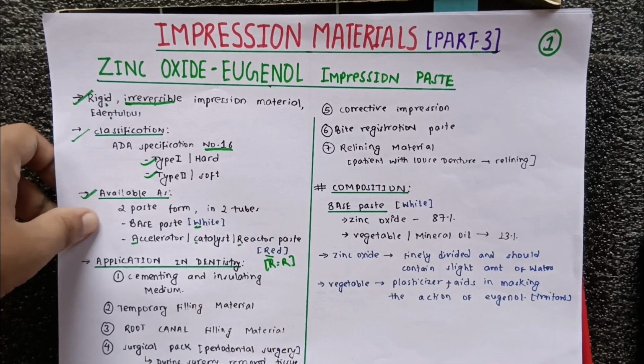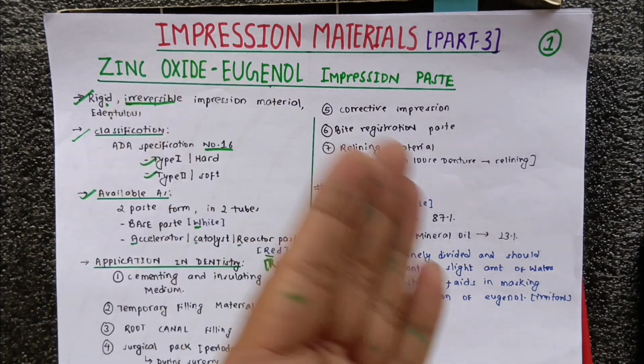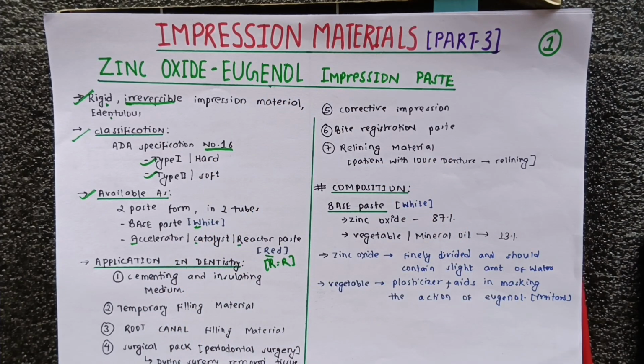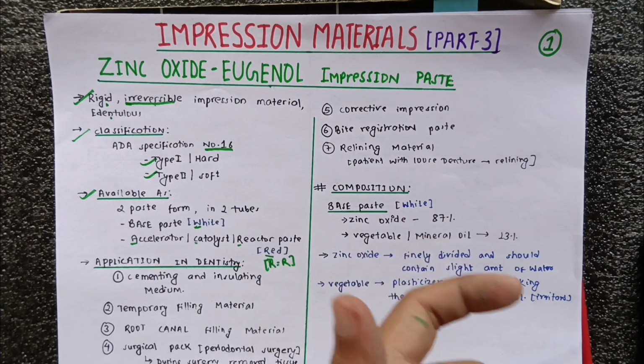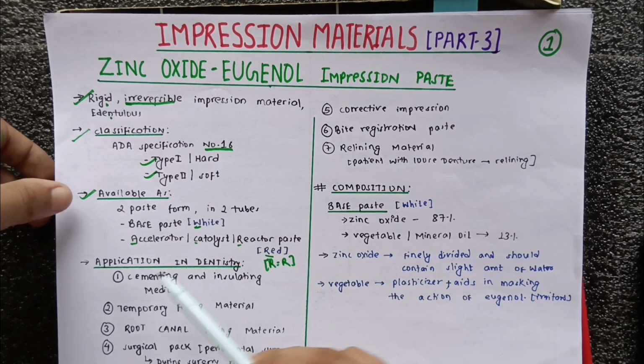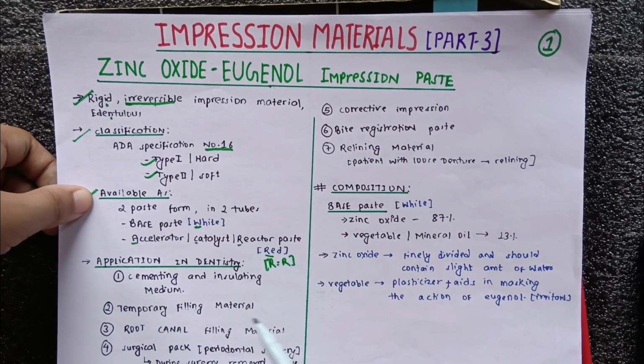Sometimes in the practical exam, in the table viva, they can ask you which is the base and which is the accelerator. During that time you may get confused whether white is the accelerator or the base. So just remember this: R for reactor, R for red. Red means reactor.